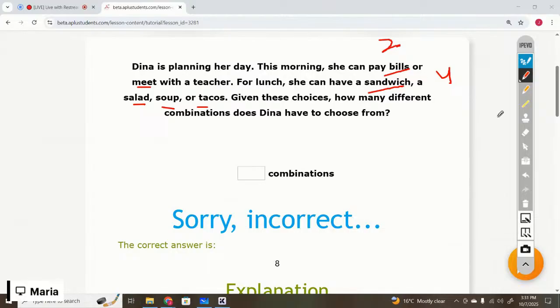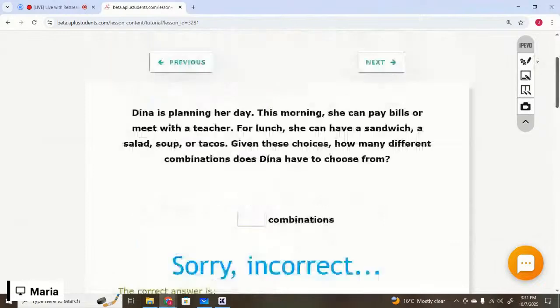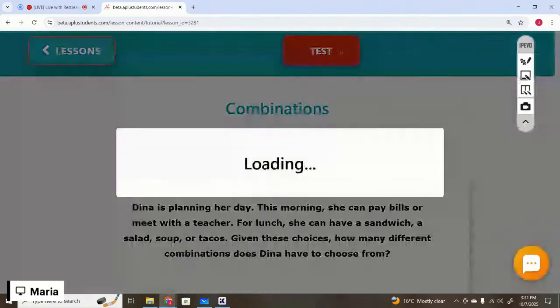So you have to do 2 times 4. So 2 times 4 is 8 it is. So that means she can do a total of 8 activities. Got it?